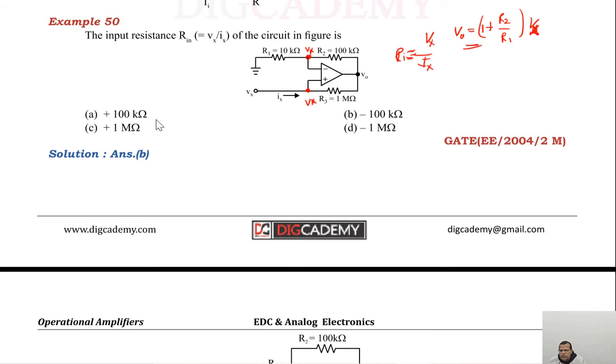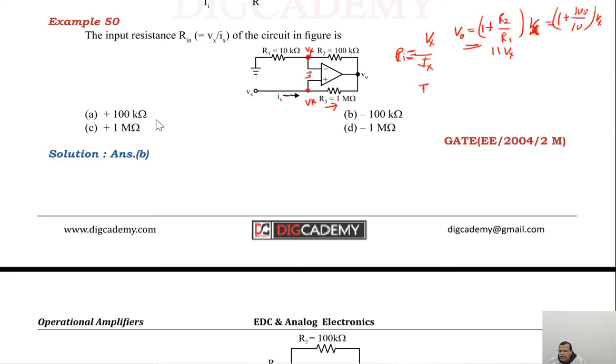So this gives how much? R2 is 100 and R1 is 10. So 1 plus 100 by 10, whole multiplied by Vx, and that is nothing but 11 Vx. Output is 11 Vx. Remember, the current entering the inverting as well as non-inverting terminal is 0 for an ideal op-amp. So the same current will be flowing like this.